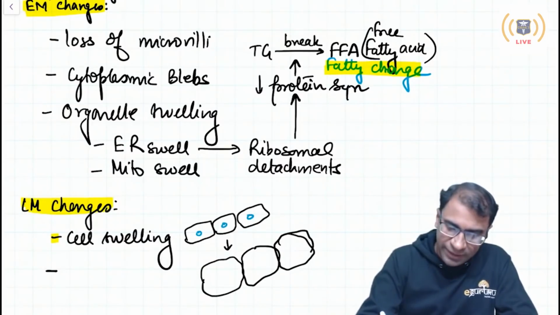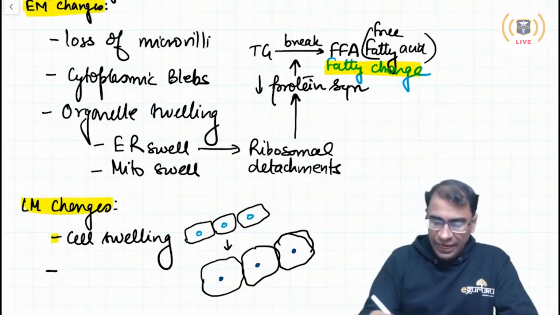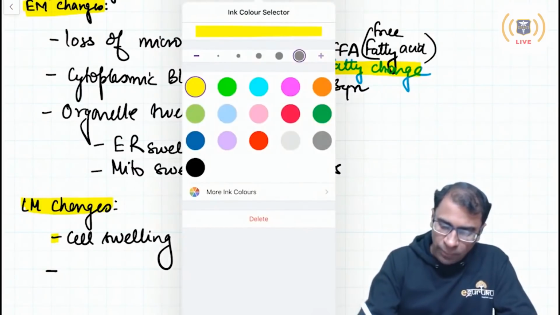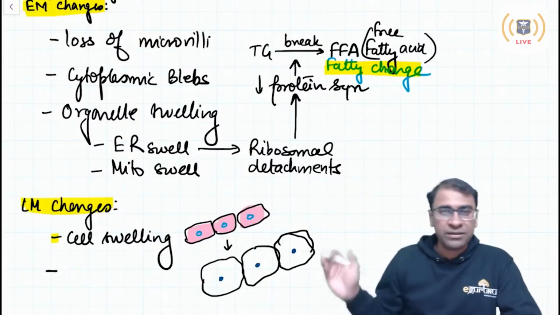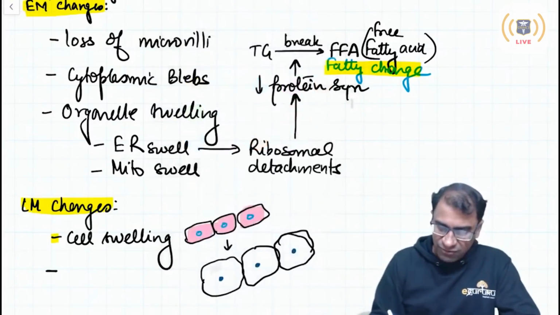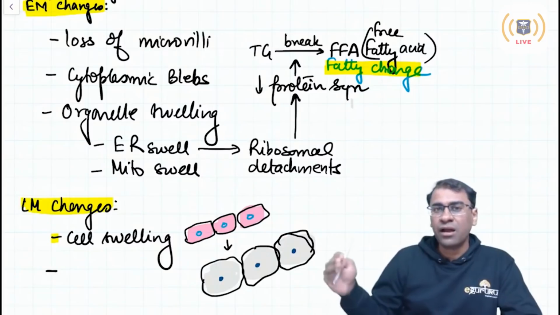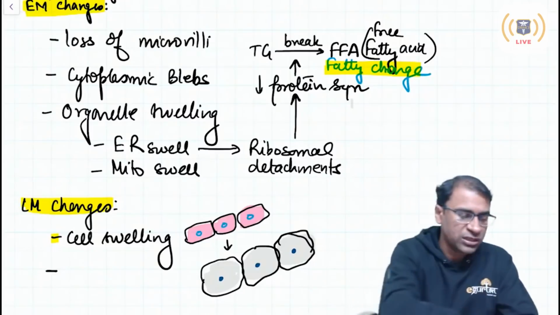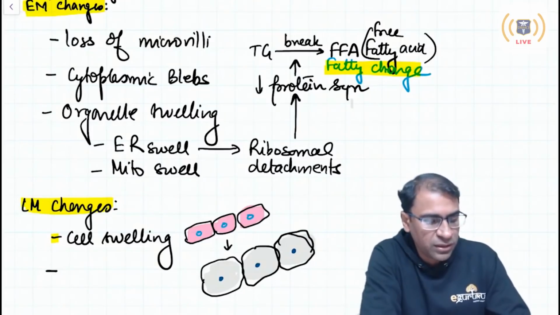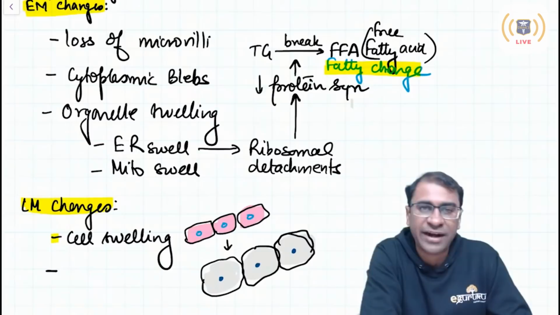Now, what are the changes you expect? First of all, the chromatin will condense. Why? Because of decrease in pH. Look at the condensed chromatin like this. Now, please understand. Normally all cells' cytoplasm stains pink, but this won't stain pink. It will stain very pale like this. This pale staining looks like a cloud, isn't it? Because of the cloudy staining, it is called cloudy swelling or the hydropic change.